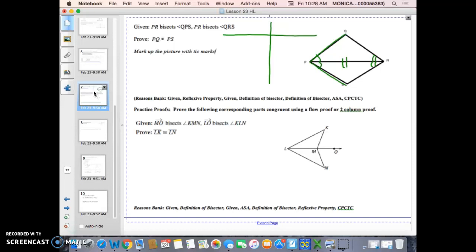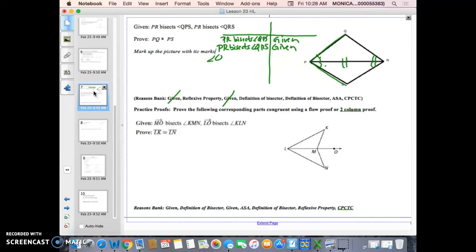The first thing I'm going to say is PR bisects angle QPS. And that was given. So I'm going to cross off given. The second thing I'm going to say is PR bisects angle QRS, and that was also given. So that's my second given. Okay. Well, now I have to define these two angles are congruent.